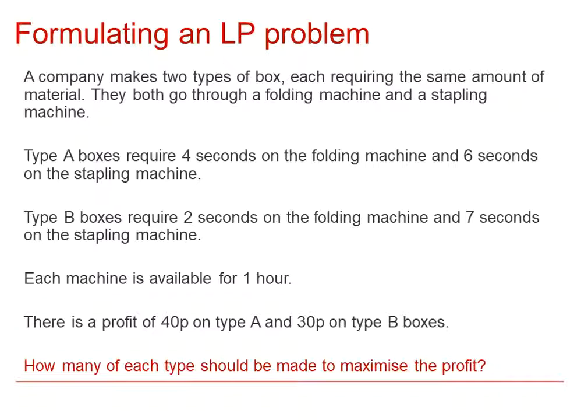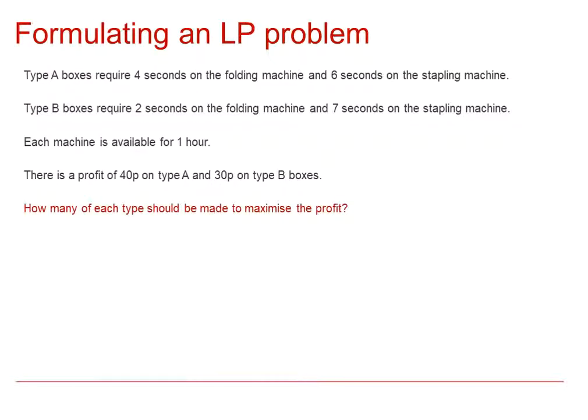So that's our restriction. There's a profit of 40p on each type A box and 30p on each type B box. Our aim is to find out how many of each type of box we should make in order to maximize the profit. So that's our linear programming in written form. We need to turn that into a mathematical form now.